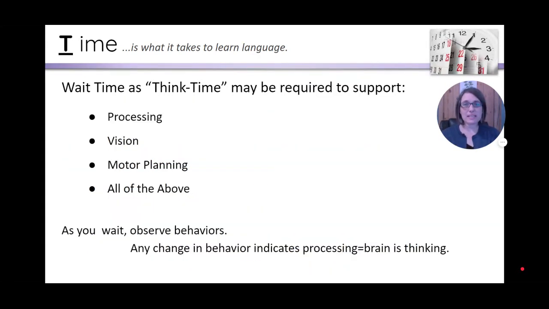For our kids with complex needs, however, it's very likely that even more wait time is needed. And 10 seconds of wait time, or even 5 seconds, can feel like an eternity. But oftentimes, our kids might need 15 or 30 or more of wait time. It supports their processing. It might support their vision, so their ability to visually attend and take in and process what they should be responding about. It might support their coordination and motor planning, and for some kids, it's all of these.